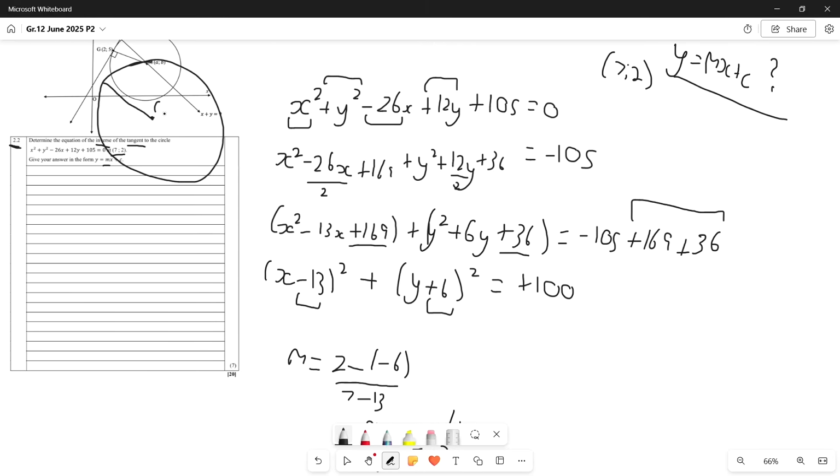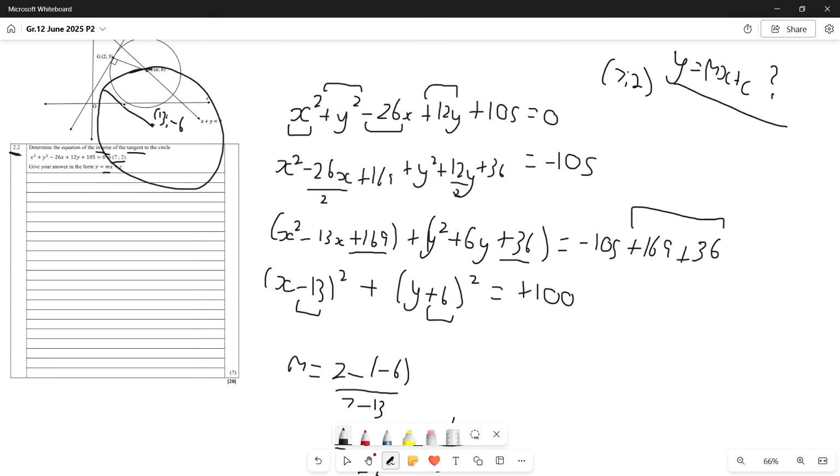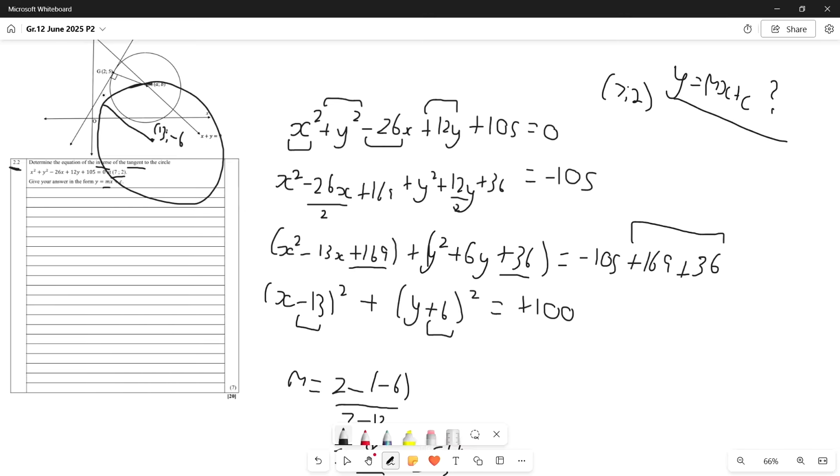This was our center over here, which was 13 and -6, and this was a point on the graph of 7 and 2. That's not looking like 7 and 2, so that's not necessarily where it would be living, but we're just going to put it there for now. So what we need then is the equation of the inverse of the tangent.